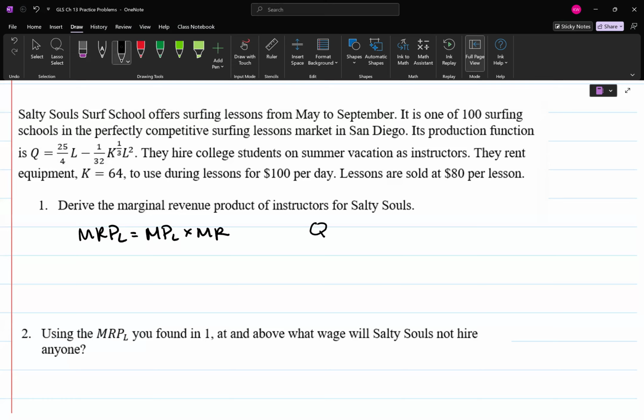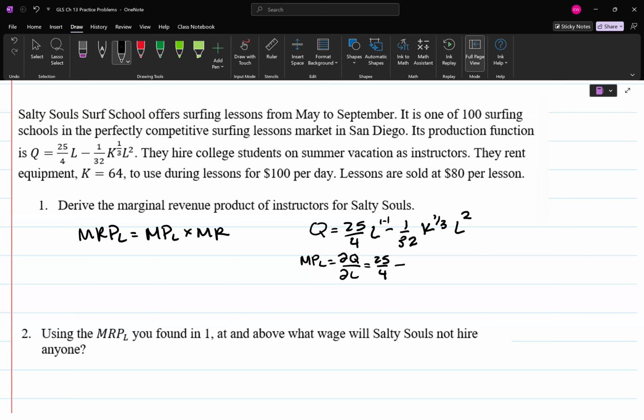So we're going to reproduce their production function here, and then take the partial derivative of that function with regard to labor. So we'll have marginal product of labor is equal to the partial derivative of output with respect to labor. Our first term here, 25 over 4 times labor. Labor has a 1 exponent, so when we use the power rule, we have 1 times 25 over 4. And then we subtract 1 from that exponent on labor. 1 minus 1 is 0, and any variable to the 0 power is going to give us 1. So we're just left with 25 over 4 times 1, so 25 over 4.